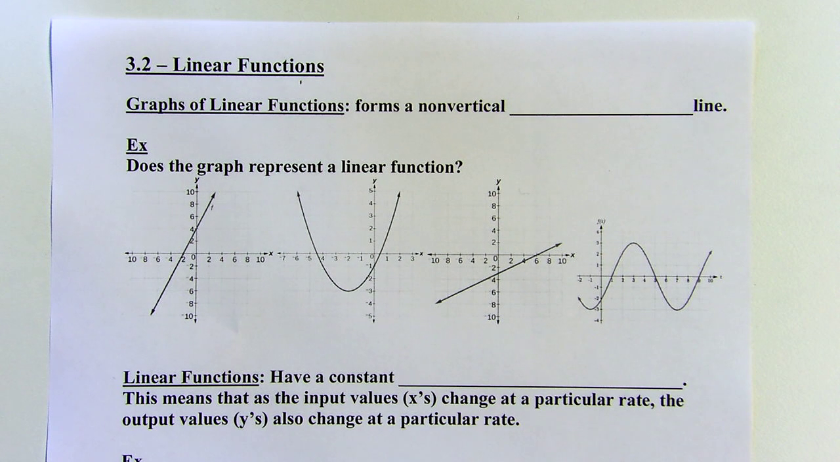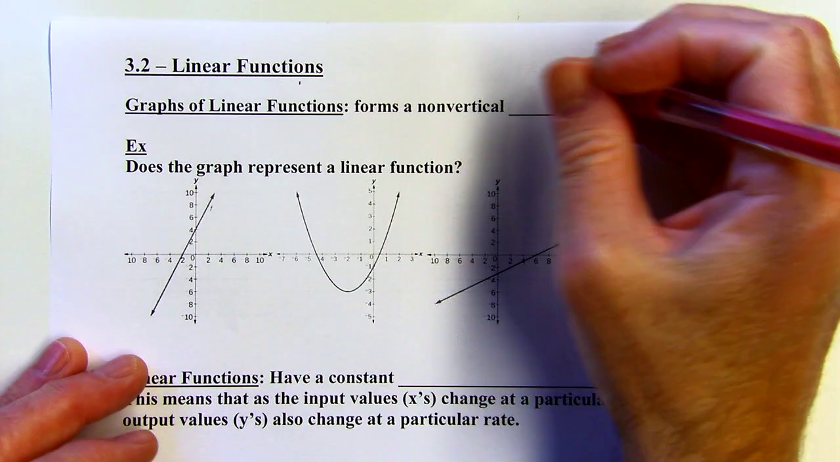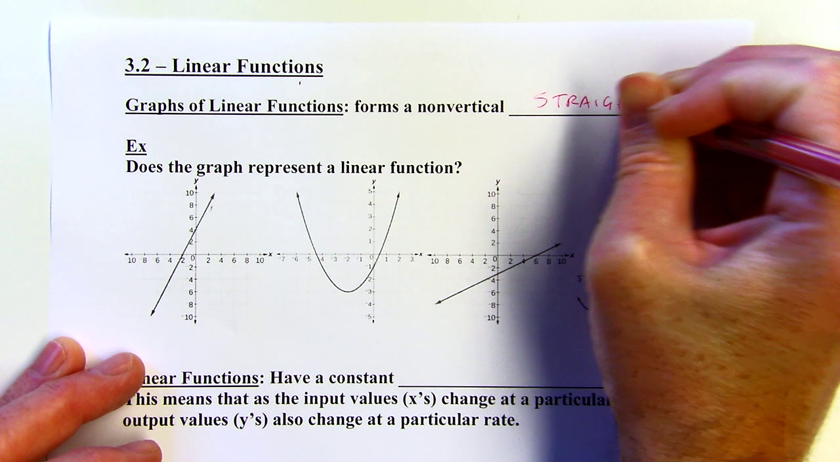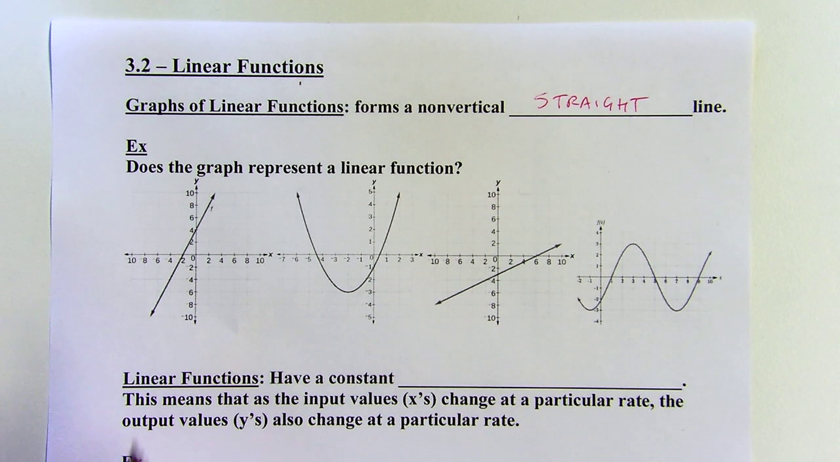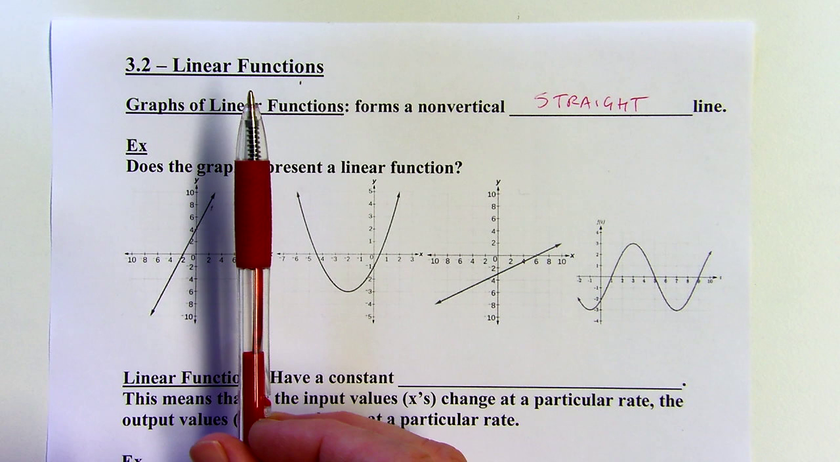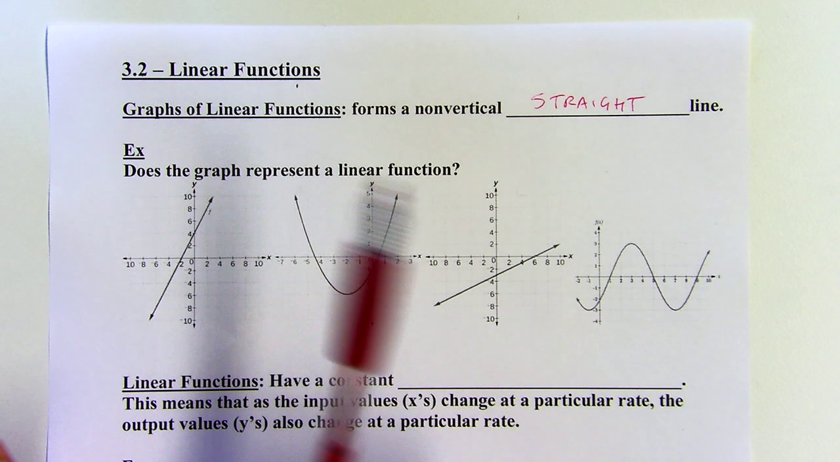Okay, 3.2 is called linear functions. All right, so graphs of linear functions are going to form a non-vertical straight line. So it's pretty easy to identify them if you're looking at a picture. And you can have an equation for a vertical line, it just wouldn't be a function because it would fail the vertical line test.